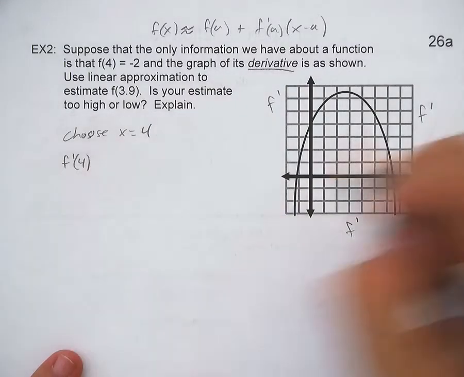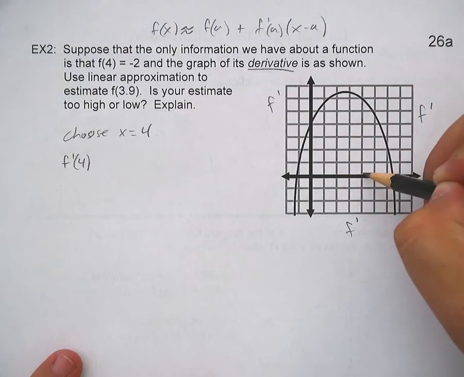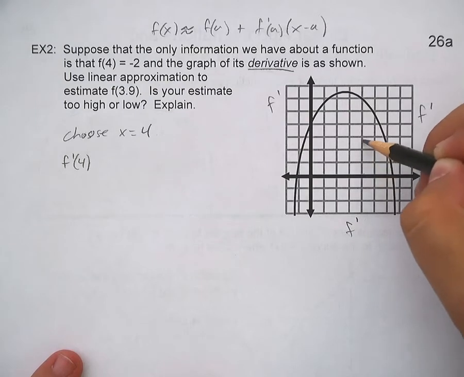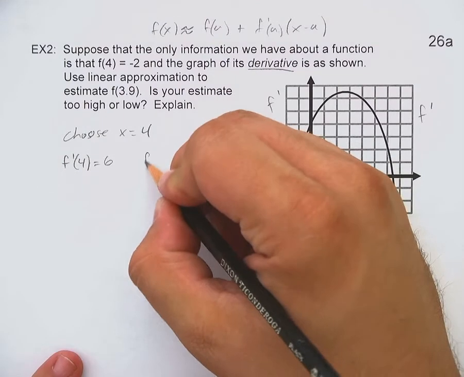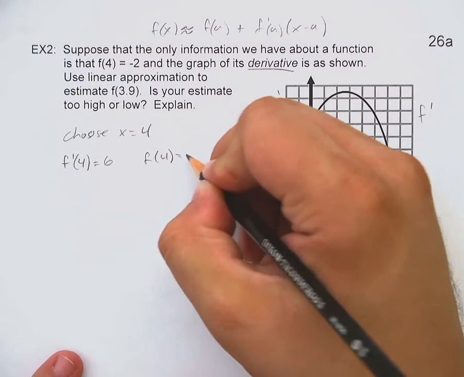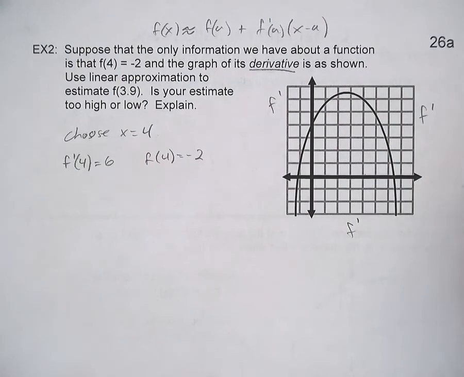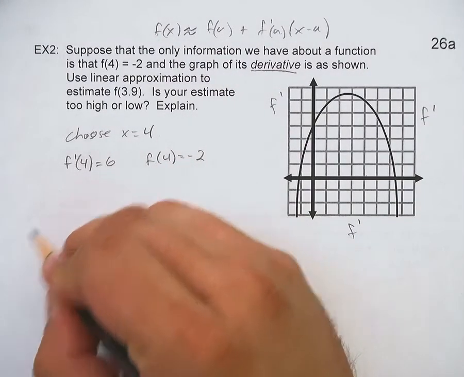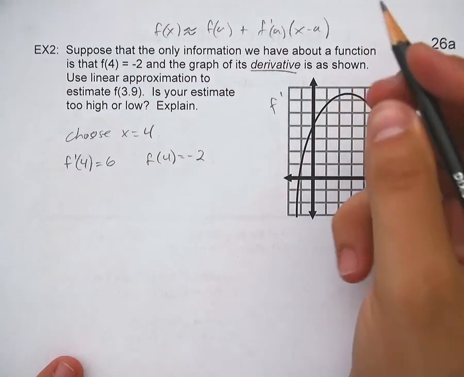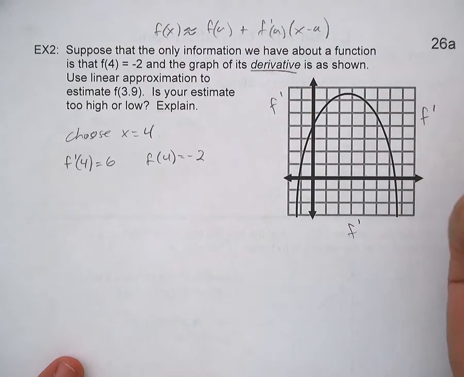So f prime of 4, go to 4, 1, 2, 3, 4. Find f prime. 1, 2, 3, 4, 5, 6. So f prime of 4 is 6. F of 4 is negative 2. Well, fantastic. They already gave me everything I need to know. So let's write the equation here. The equation of the line would be y minus y1 equals m times x minus x1, right?